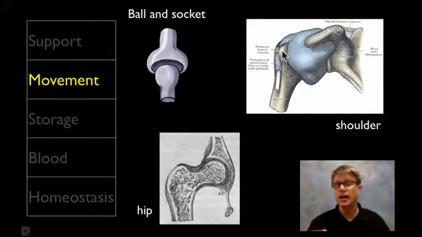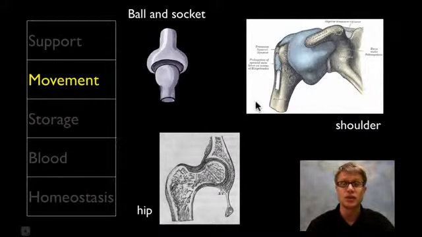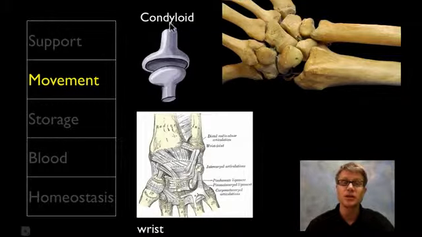And so there's a lot of movement, but there can also be a lot of things that go wrong with a ball and socket joint. And that's why especially hip replacement is very common. Next, we get to the condyloid.